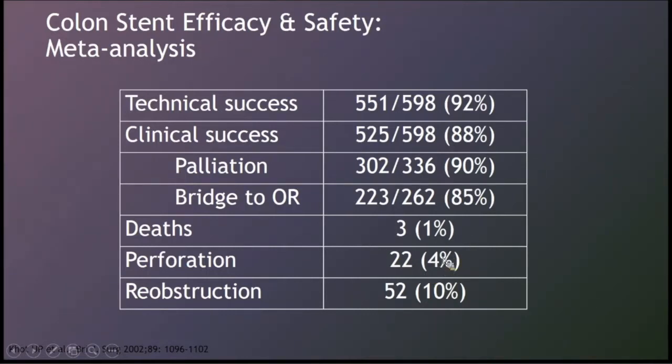Perforation rate in every series, this is an older series from '02, and there have been series ever since then. That perf rate's still 4 or 5%. The reason is the colon has been dilated and stretched, so that colon wall is kind of thin. When we do these procedures, we don't use any air. It's all underwater. We've changed our techniques over the years. But at the end of the day, this is a thin, somewhat tenuous colon.